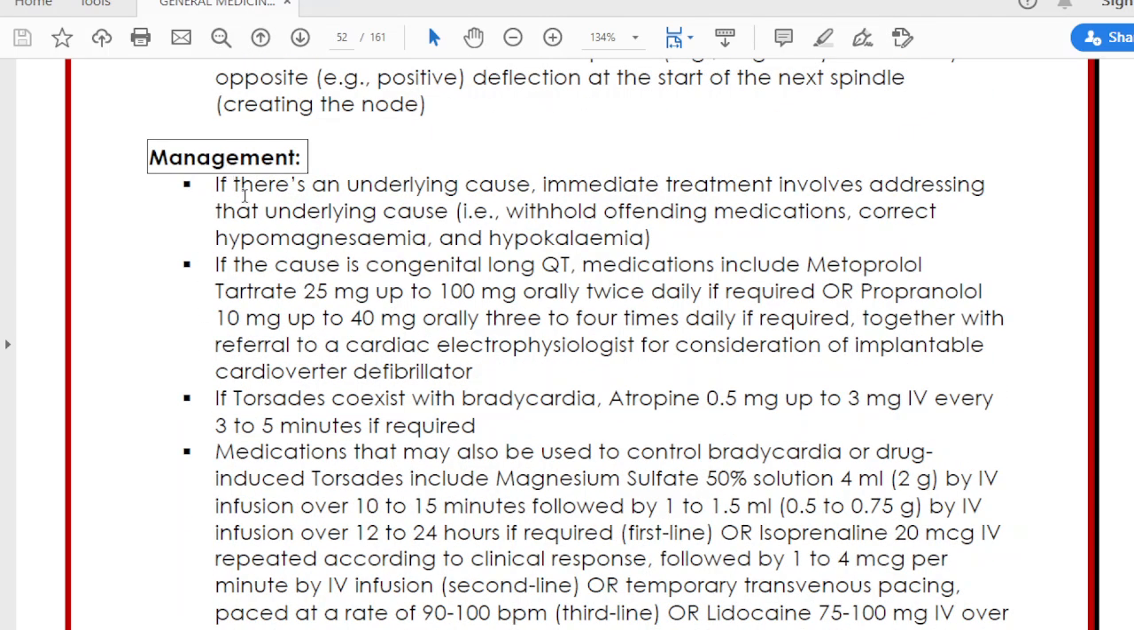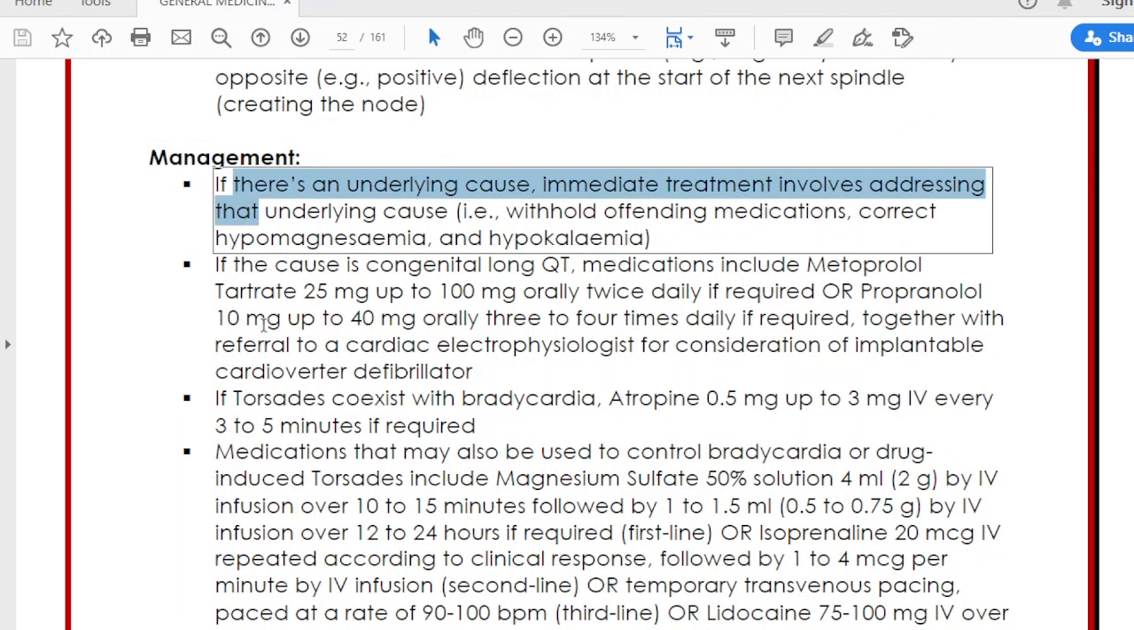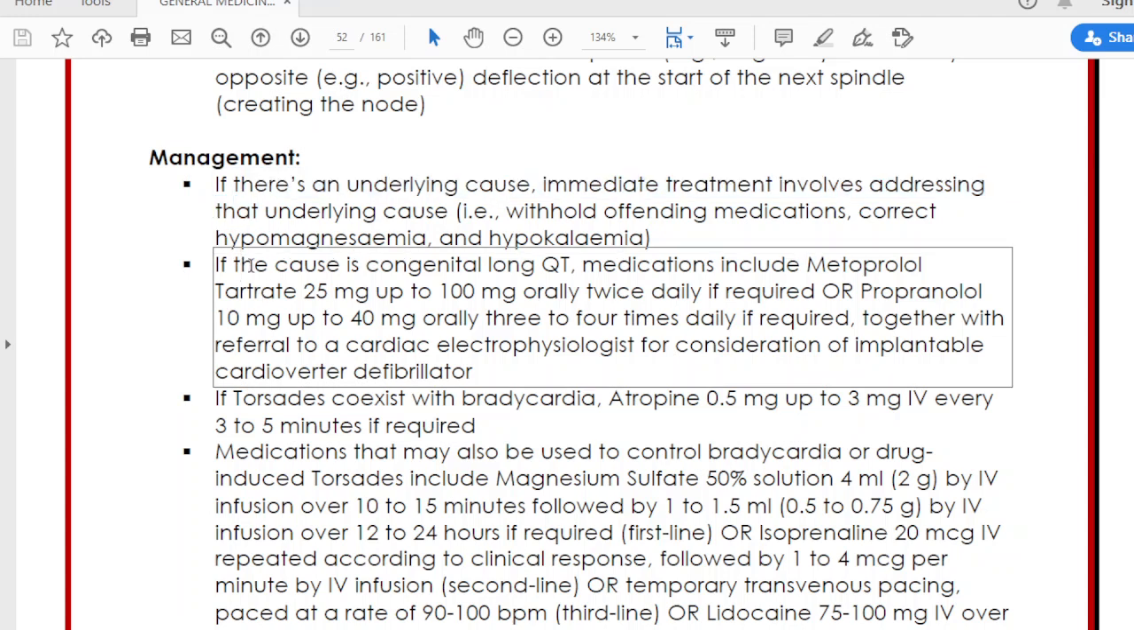Management. If there's an underlying cause, immediate treatment involves addressing that underlying cause, i.e., withhold offending medications, correct hypomagnesemia and hypokalemia. If the cause is congenital long QT, medications include metoprolol tartrate 25 mg up to 100 mg orally twice daily if required, or propranolol 10 mg up to 40 mg orally 3 to 4 times daily if required, together with referral to a cardiac electrophysiologist for consideration of implantable cardioverter defibrillator.